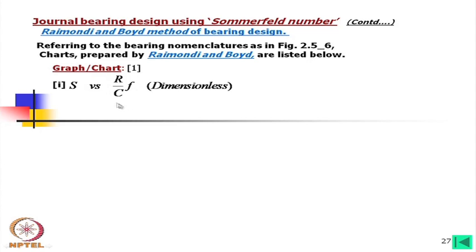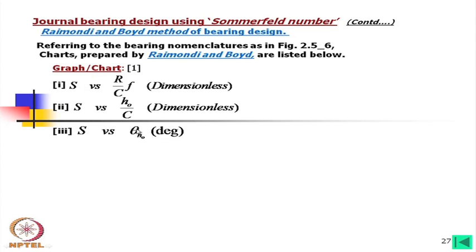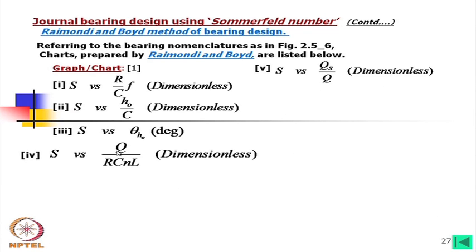So, you will get this chart from where we can calculate F, because R and C are known factors. S versus H 0 by C, where H 0 is the gap at 0 position, that means directly in the direction of load. Then we will also find S versus theta H 0, that means the angle of H 0. No sorry, H 0 is the minimum film thickness. S versus Q by R C N L. So, if we have this L, or directly from there we can find out what should be the L or Q.